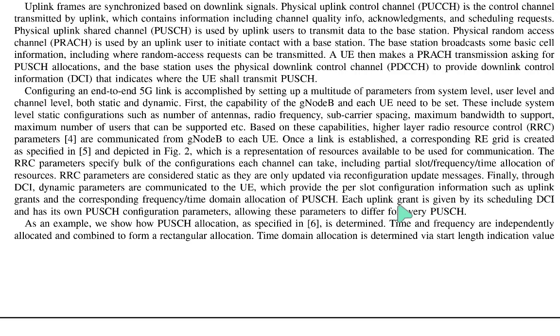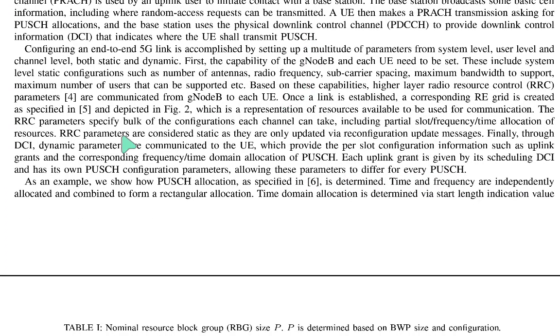So each uplink grant is given by scheduling DCI and its own PUSCH configuration parameters, allowing these parameters to differ for every PUSCH. So in an example, we show how the PUSCH allocation as specified in reference 6 is determined. Time and frequency are independently allocated and combined to form a rectangular allocation.